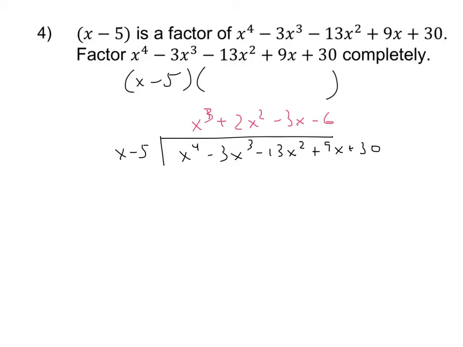And so what that tells us is that the first factoring step would be this: x minus 5 times x cubed plus 2x squared minus 3x minus 6. These two things multiplied would get us back to this. Okay? All right, let's keep going.